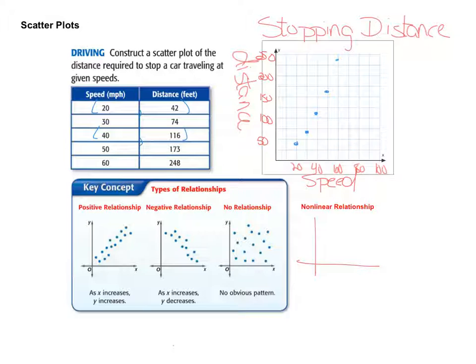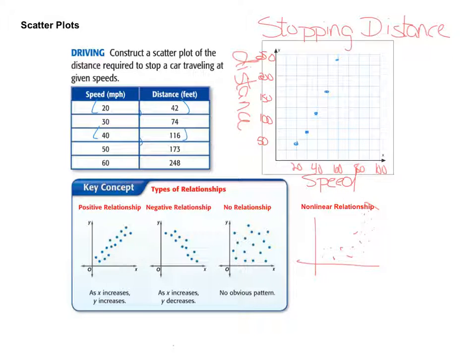Now, a nonlinear relationship, we're just going to look just briefly at that. If I have a bunch of dots that sort of tend to do the same thing, okay, but aren't in a line, see how these sort of make a curve? That would be a nonlinear relationship. There appears to be a relationship here, but it's not a line.